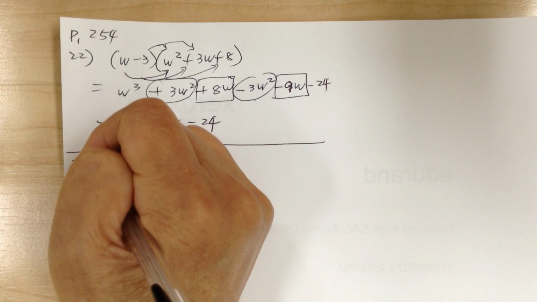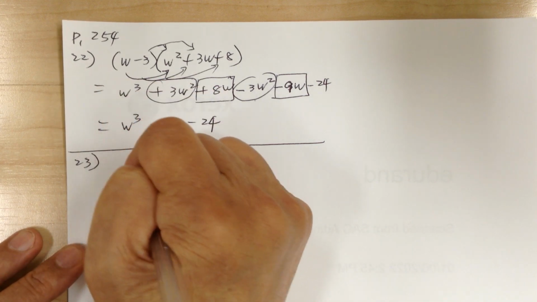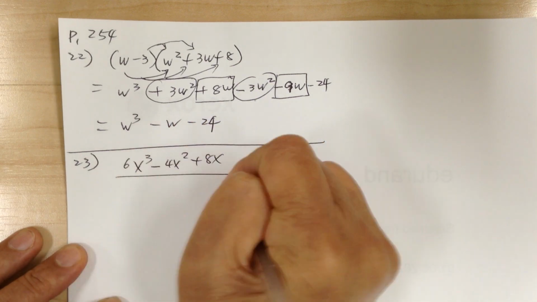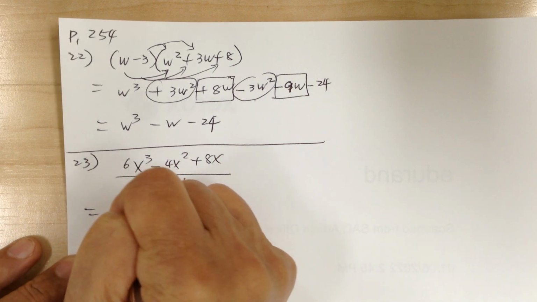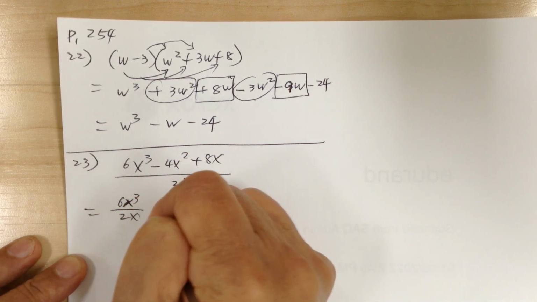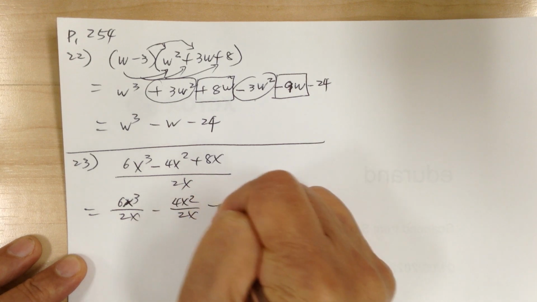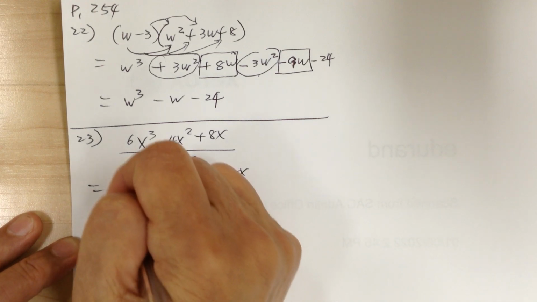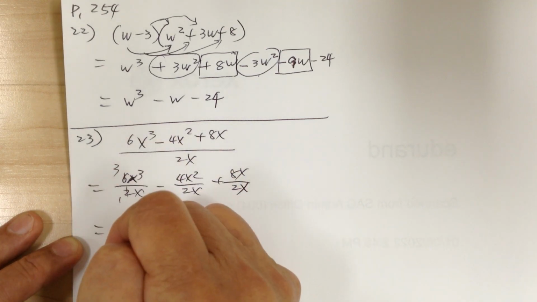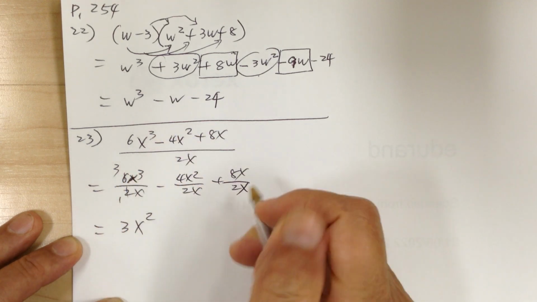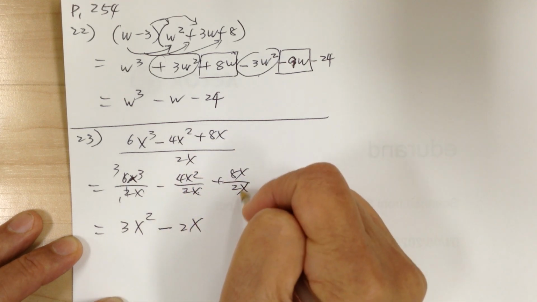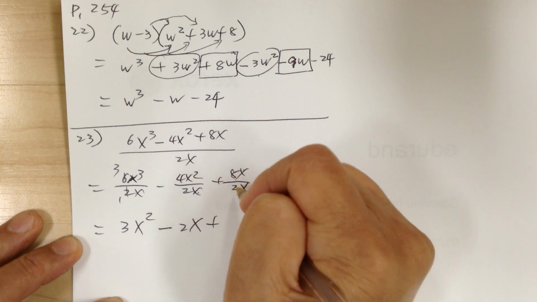Okay, 23. So you have 6x cubed minus 4x squared plus 8x divided by 2x. So separate each term. Okay, and you simplify each part. So 2 and 6 can divide by 2. So you're going to get 3, and this cancels, you get 3x squared. Minus, okay, so 4 divided by 2 is 2, x squared divided by x is x, and plus the x cancels out, 8 divided by 2 will give you 4. Okay, and that's it.